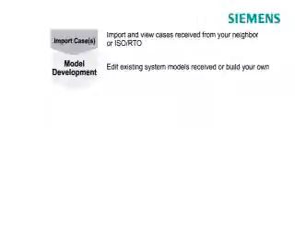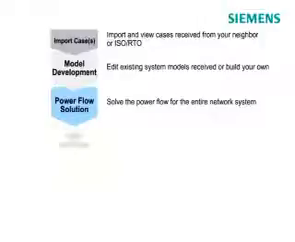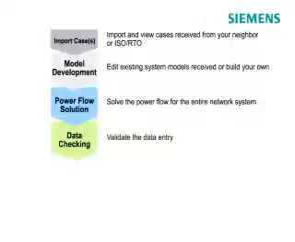After the model is built, the next step is solving the power flow. The purpose is to find out the operating point based on given network conditions. In the next step, validate the data. This step is to find out if you entered the data correctly or if the data was inconsistent with the actual equipment.